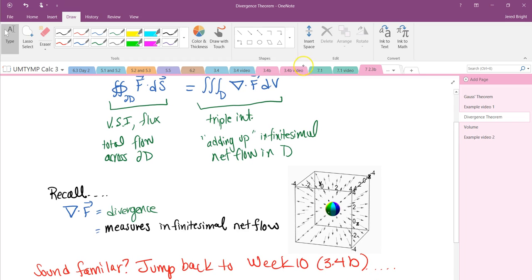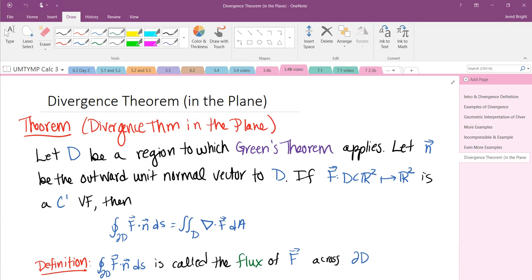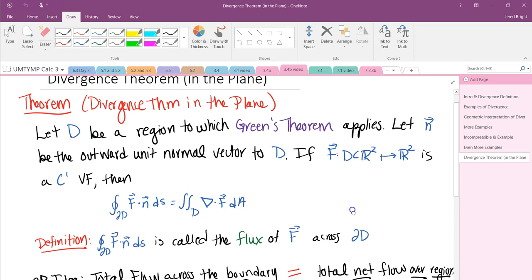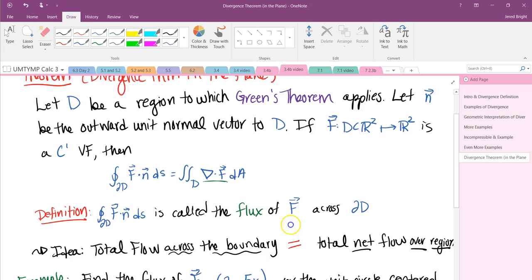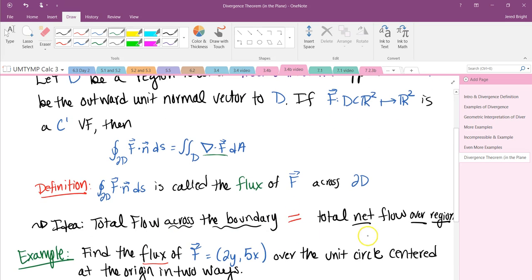So if we jump back to week 10, and I happen to have those handy, it's right here. In week 10 we were talking about the divergence theorem, and we were just focusing on it in the plane, so in 2 dimensions. And so, right, we saw all this, and we said, okay, well, we have a closed vector line integral, and then we had to do a dot product here, and that's equal to this, which was the divergence, right? And we called that the flux, and we said total flow across the boundary was equal to total net flow.